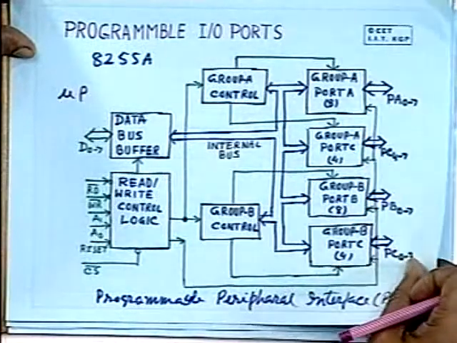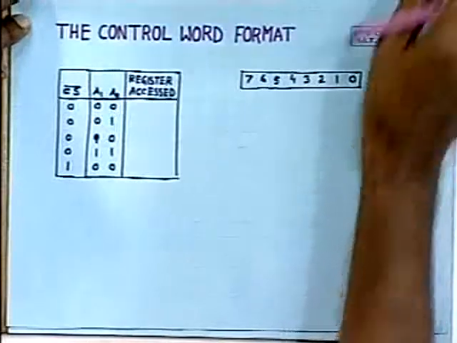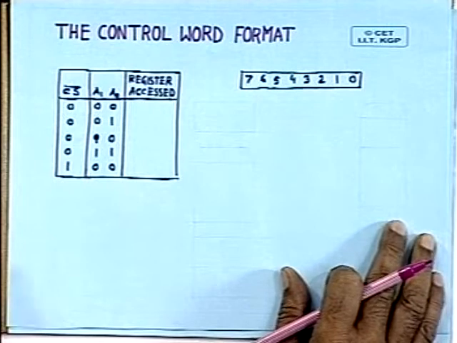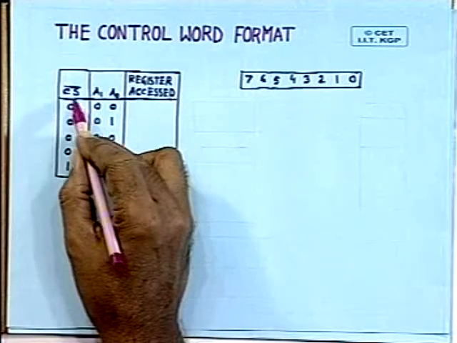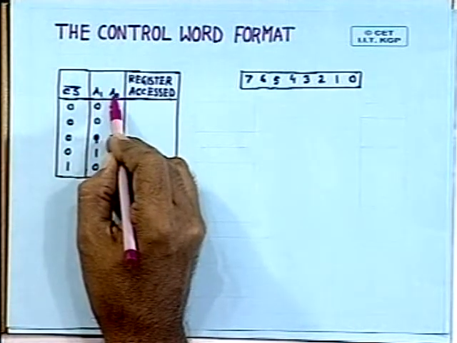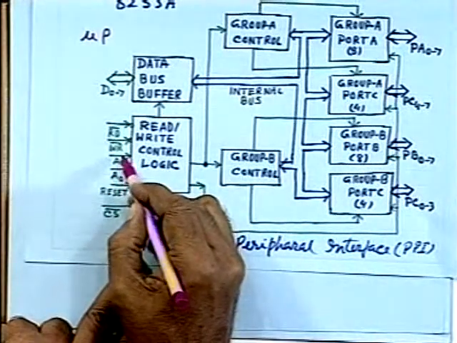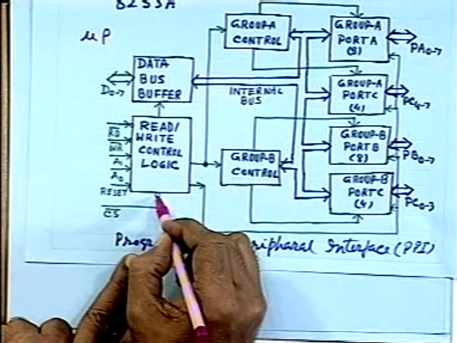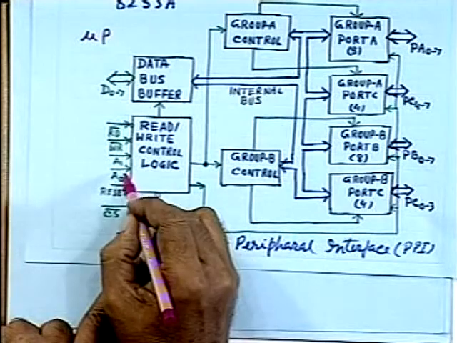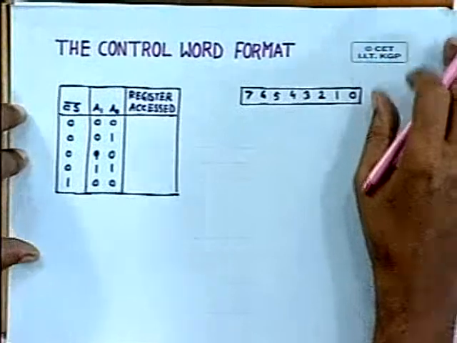Let us see what the various control registers present in 8255 are, and how they can be controlled and how they can be accessed. Inside the chip it has got 4 registers, as I said, which can be accessed with the help of the chip select and these 2 address lines A0 and A1. As I have shown, the address lines A0 and A1 are connected here, and this is the chip select. So depending on the values of chip select, A0 and A1, the various registers present inside the 8255 can be accessed.